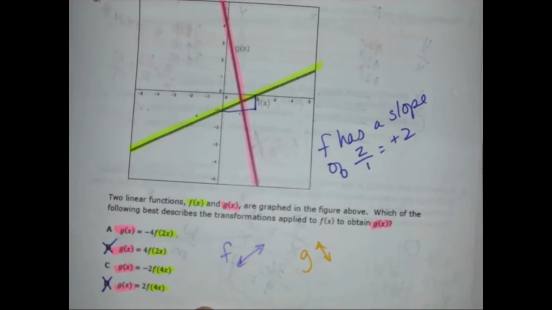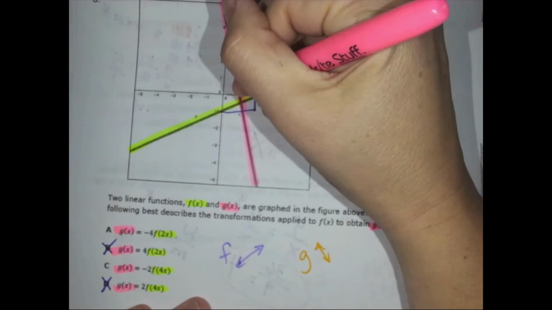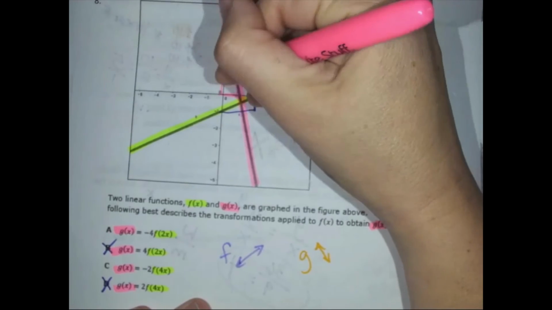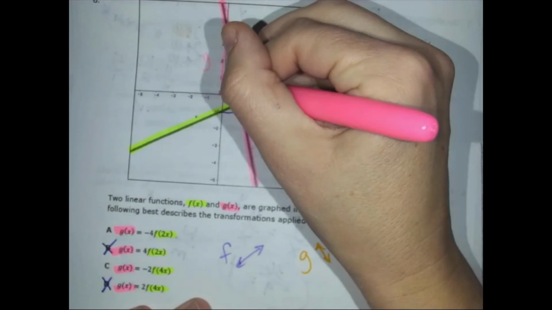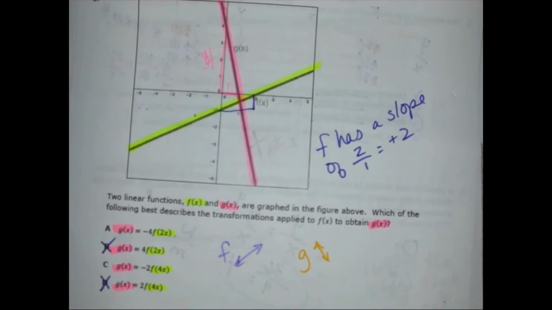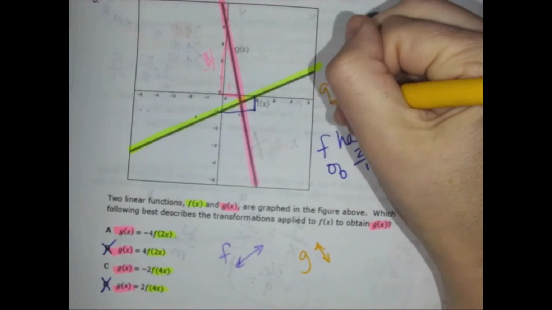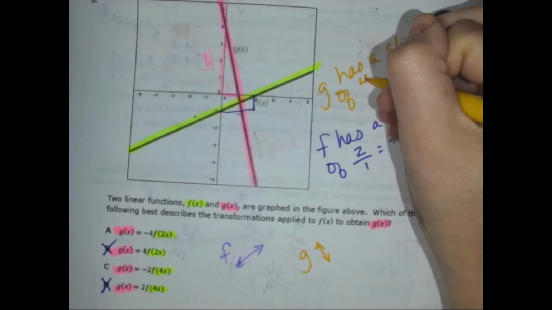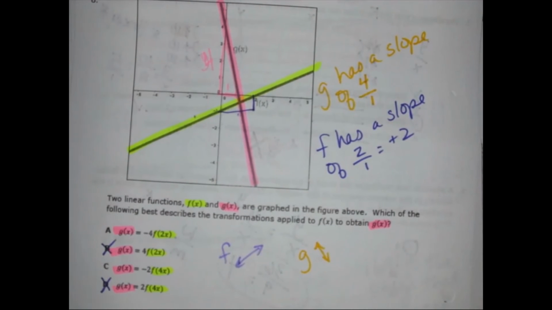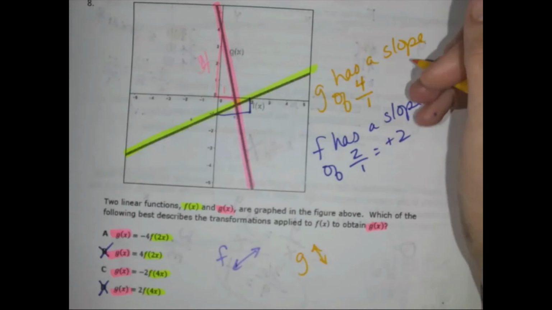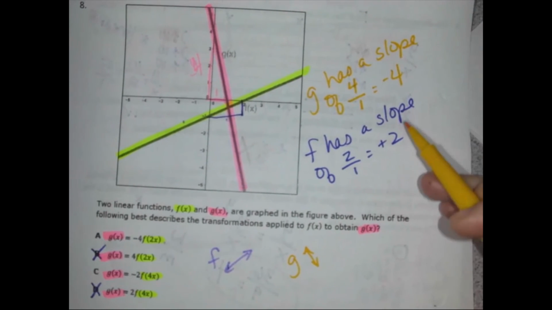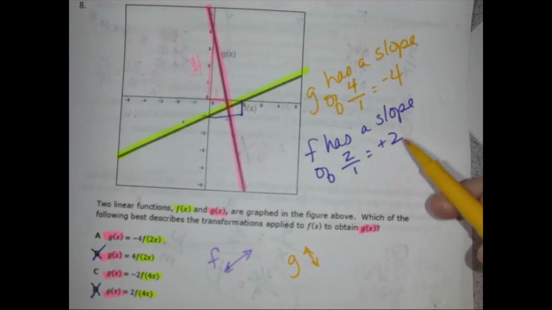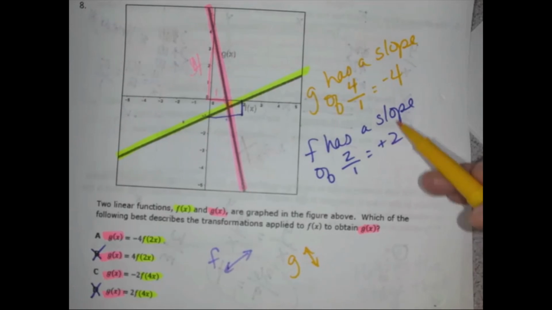Looking at G, if I make my little triangle, my y is 4 over 1. So G has a slope of 4 over 1. My whole function, I went from a positive 2 to a negative 4. Did my slope get bigger or smaller? My slope actually got bigger.